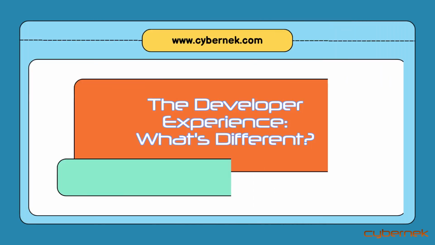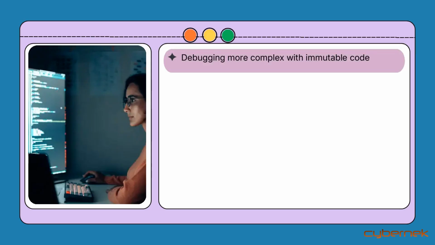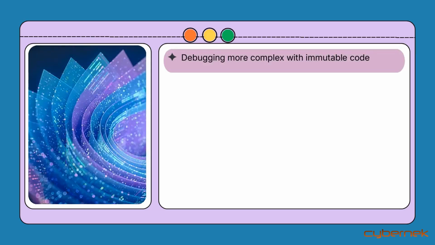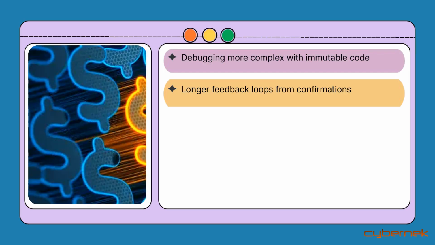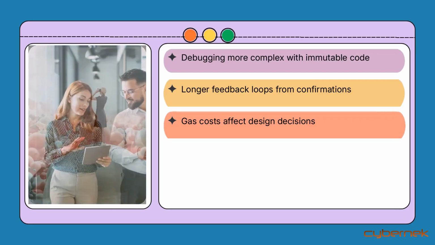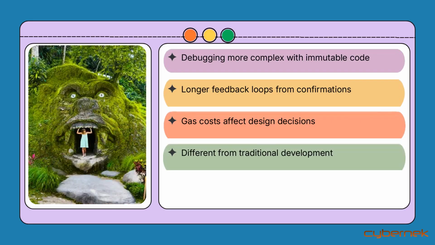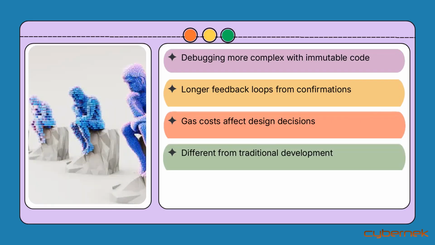The developer experience. What's different? Working in Web3 feels different in several ways. Debugging is complex because of immutable code, feedback loops are longer due to block confirmations, and gas costs become a real consideration in application design.